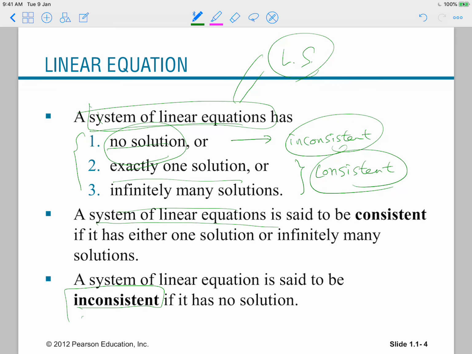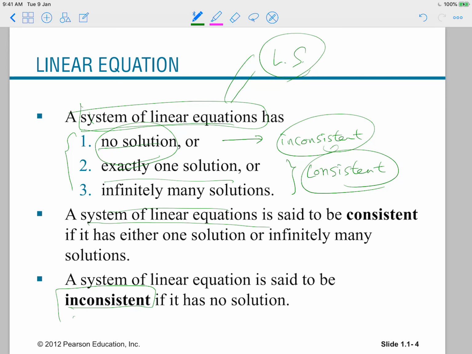So yes, no solution makes our linear equations inconsistent in terms of their individual solutions. Any other questions so far?